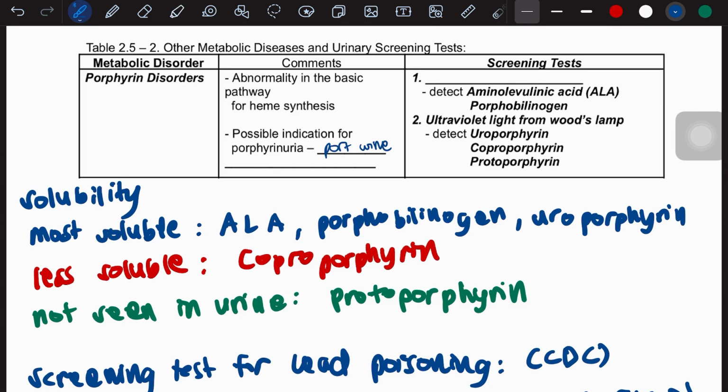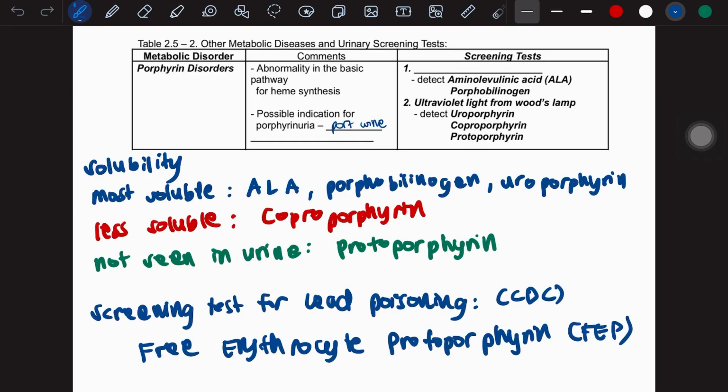So for the screening test, we have your ultraviolet light from your Woods lamp, which detects uroporphyrin, coproporphyrin, and protoporphyrin. Another screening test is the Ehrlich's reaction. It detects your aminolevulinic acid and your porphobilinogen.